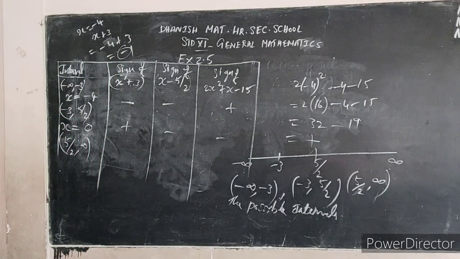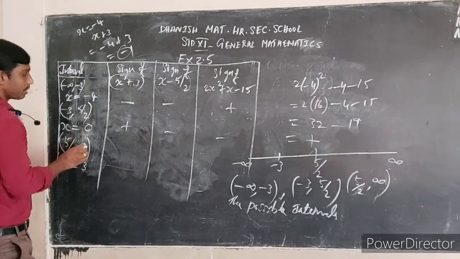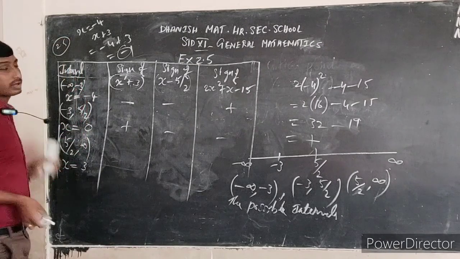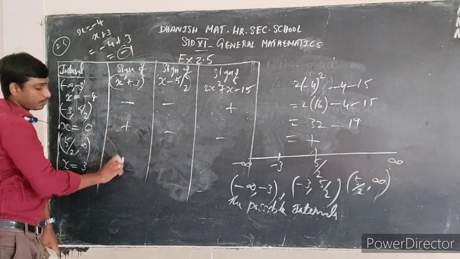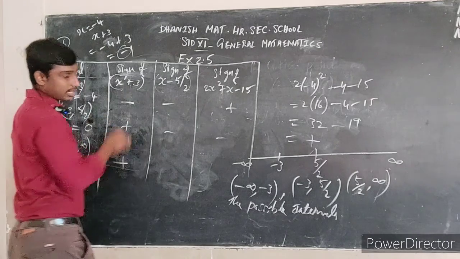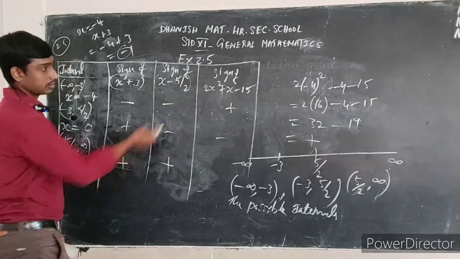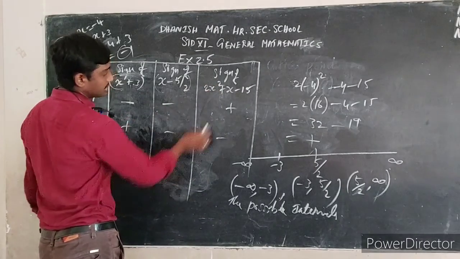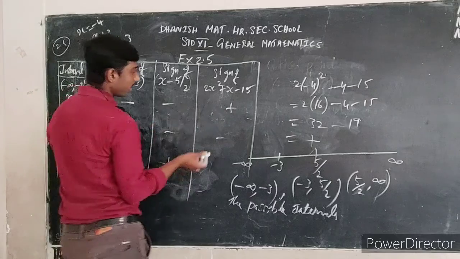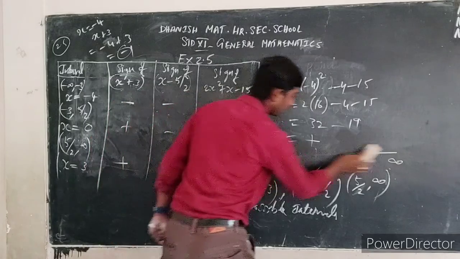What is the next interval? 5 by 2 comma infinity. Here we take x equal to 3, because 5 by 2 is 2.5. With x equal to 3, 3 plus 3 is 6, which is positive. 3 minus 5 by 2 is 1 by 2, which is also positive. In 2x square plus x minus 15, 3 square is 9, 2 times 9 is 18, plus 3 is 21, minus 15 is 6. Here we are getting a positive value.